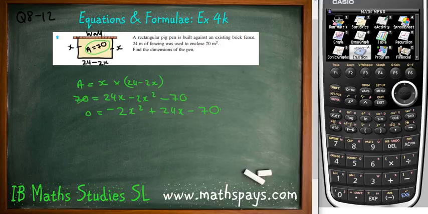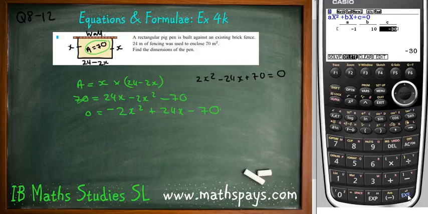Okay, now if you're doing this without using the graphics calculator, I'd probably tell you to go to the left hand side and make it to be 2x squared minus 24x plus 70 equals 0. Just means it's easier to solve by factorizing, but for us it doesn't really matter.